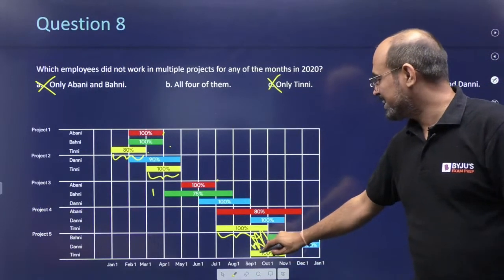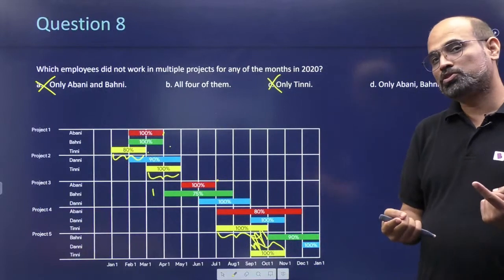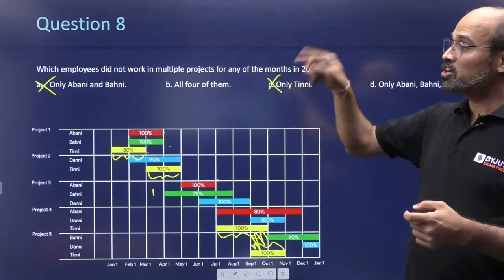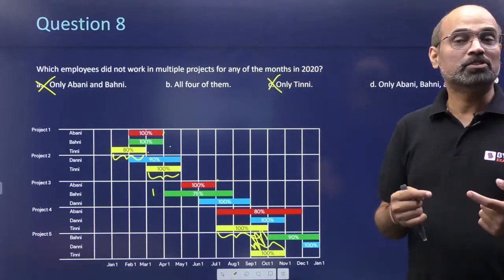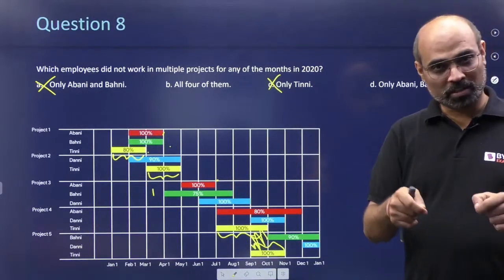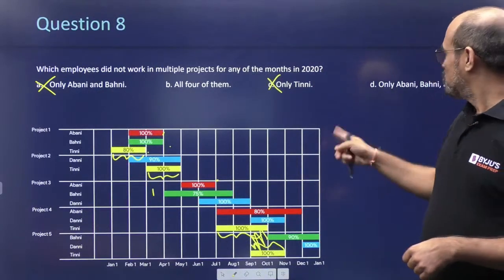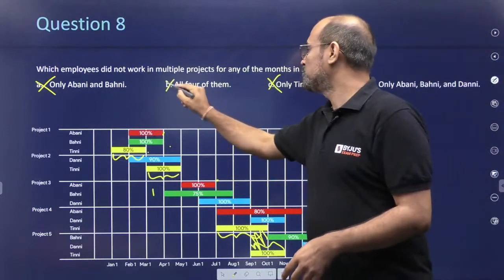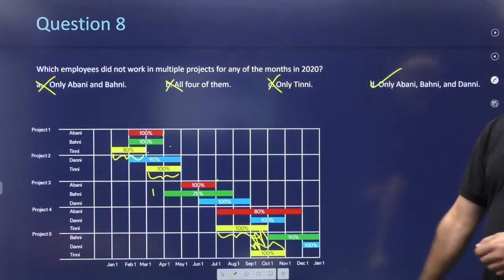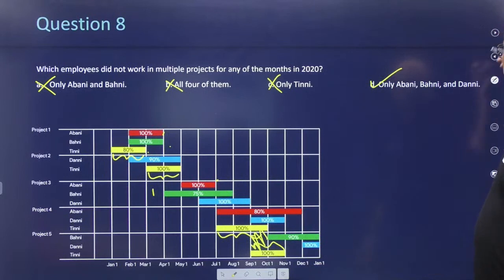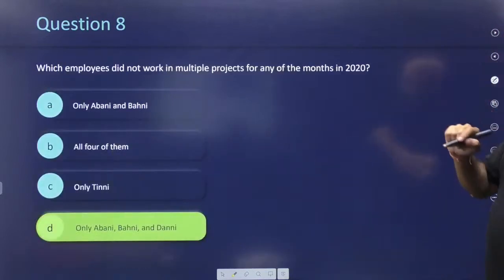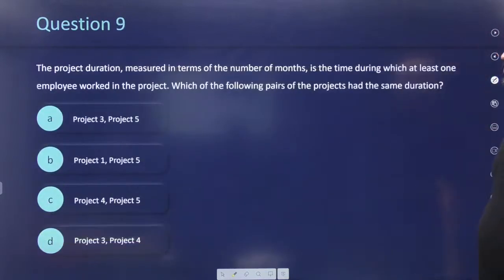So can we say T was simultaneously working on two projects? So C is not that employee who did not work. T is an employee who did work in two projects simultaneously. So we can't have T, so all four of them is gone. So D is going to be the answer. Right? So only A, B and D are the employees.